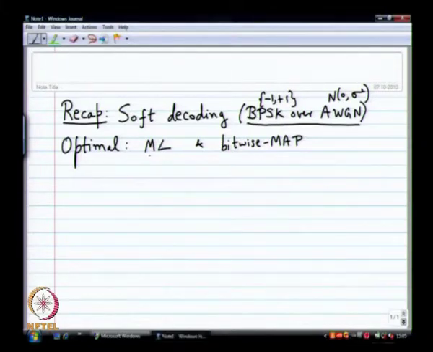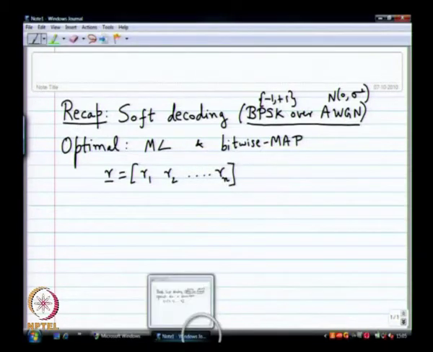Now we have some good descriptions for the ML decoder and the bitwise MAP decoder. The ML decoder is quite easy to describe for BPSK AWGN. You have to do something which is very simple. What do you have to do for the ML decoder? Suppose you have a received vector R1, R2, ..., Rn. You have to compute correlations. How many correlations do you have to compute?